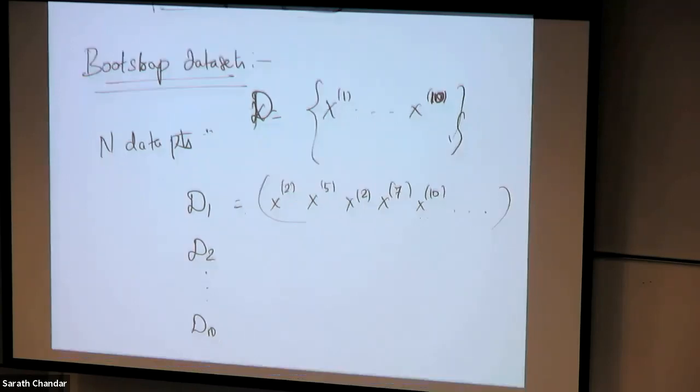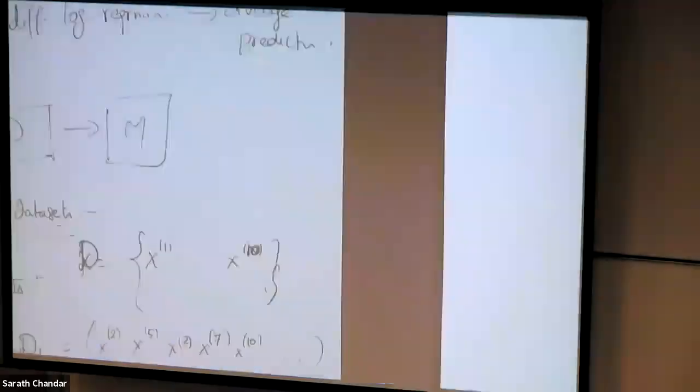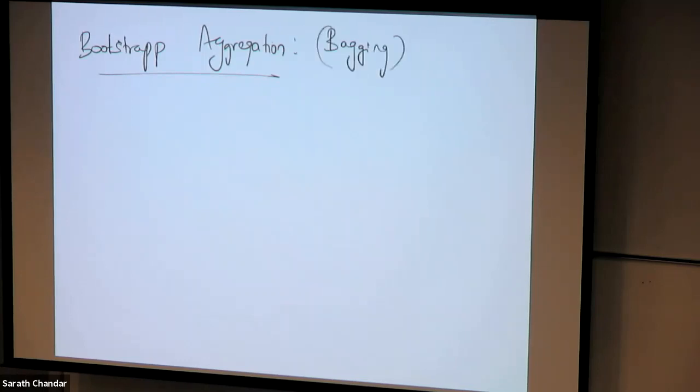is known as bootstrap aggregation, or in other words, just bagging. This was proposed by Breiman in 1996. It's one of the fundamental ways of combining models, the idea of bagging.